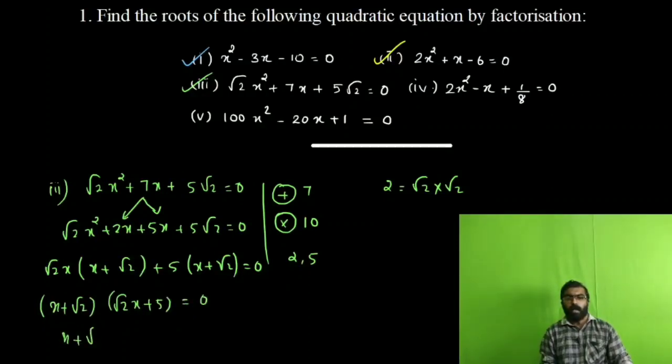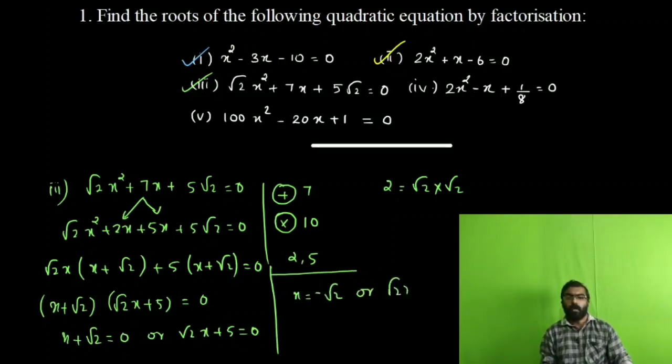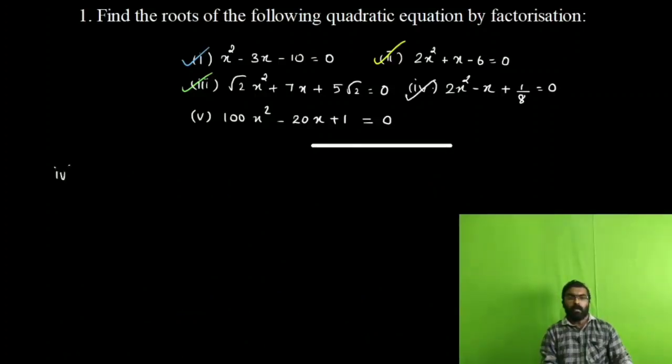And we can equate x plus root 2 equal to 0 or root 2 x plus 5 is equal to 0. And what we can write is x is equal to minus root 2 or root 2 x is equal to minus 5. That is x equal to minus root 2 or x equal to minus 5 divided by root 2. So these are the roots. x equal to minus root 2 and x is equal to minus 5 by root 2. Clear? Now consider the fourth one.